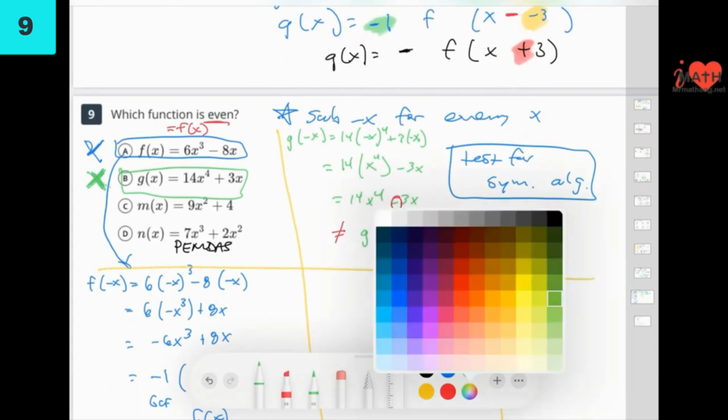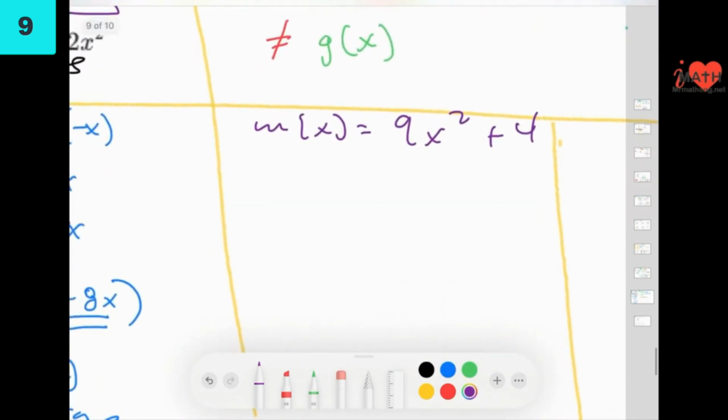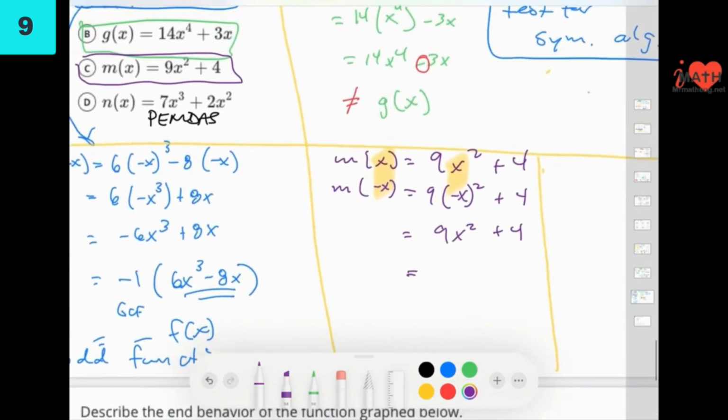Okay. Let's try this one, m of x. M of x is this. And every time, again, we see an x, we're going to write a -x. Now, don't be concerned about the left side. So, m of -x equals 9 times -x squared plus 4. And I'm going to do -x times -x, which is x squared. So I have 9x squared plus 4. And that is the original. So you would actually write something like this.